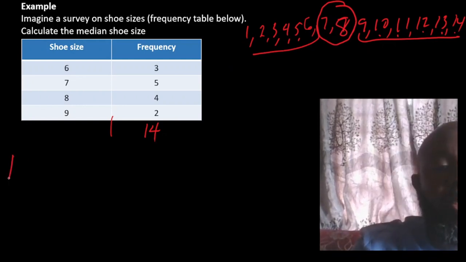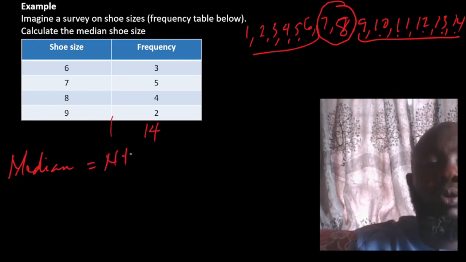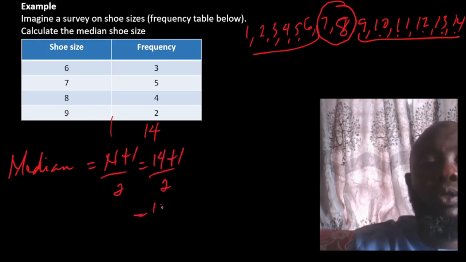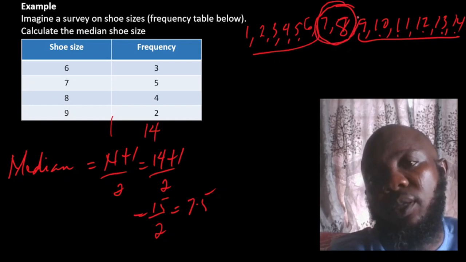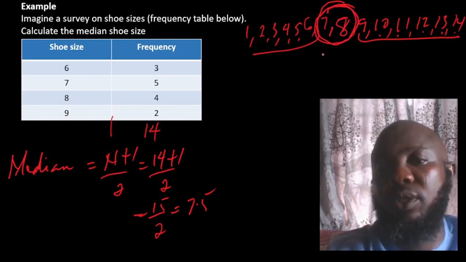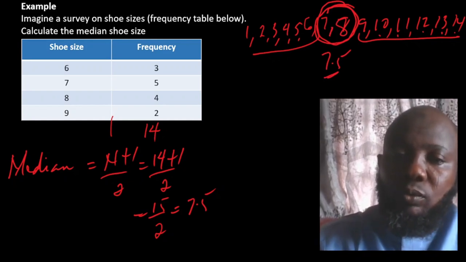That's going to be, for the median position value, n plus 1 over 2. That is 14 plus 1 all over 2. That will give us 15 over 2, which will give us what? 7.5. So the midway between 7 and 8 is 7.5. All right, so that is what we are going to look for.